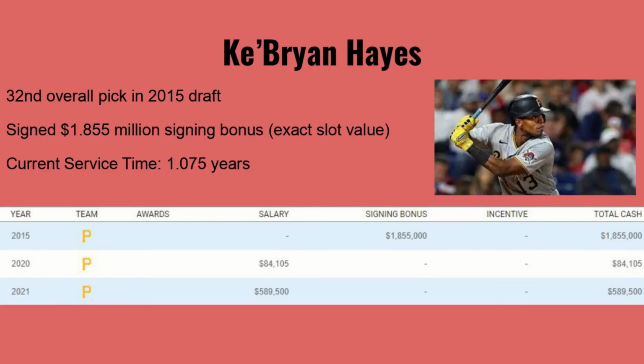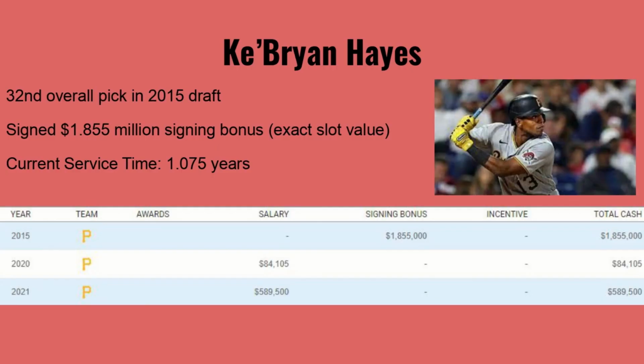So let's jump into the first one, Ke'Bryan Hayes of the Pittsburgh Pirates. Hayes was the 32nd overall pick in the 2015 draft. At that time, he signed a $1.855 million signing bonus. That was the recommended signing bonus for that slot in that season. Hayes has a current service time of 1.075 years, so technically he's falling into the pre-arbitration part of his contract. But as we'll see, something that's becoming more common in Major League Baseball is that younger players are signing longer term deals, and this essentially buys out their pre-arbitration and arbitration years as well as some free agent years.